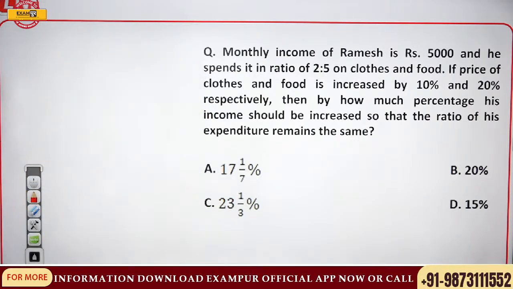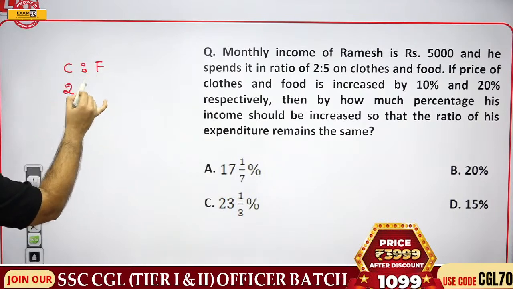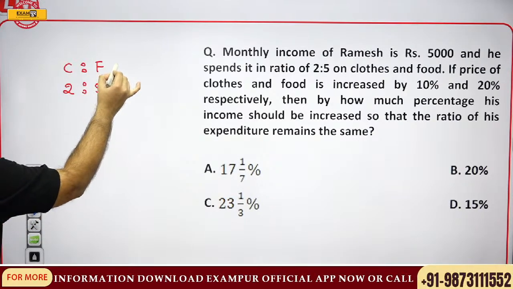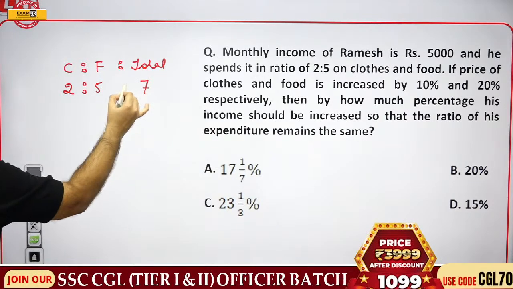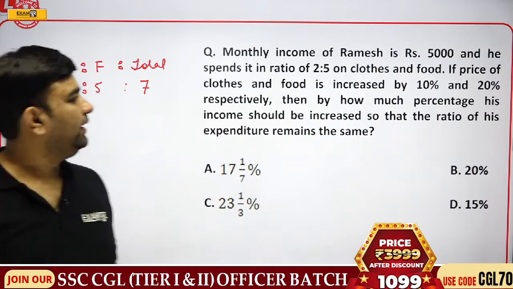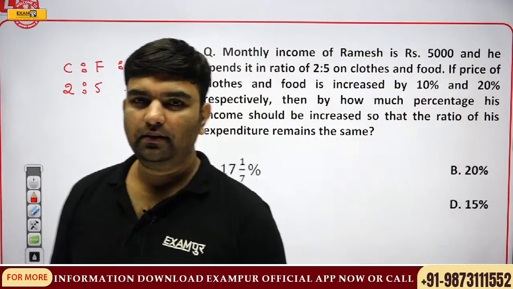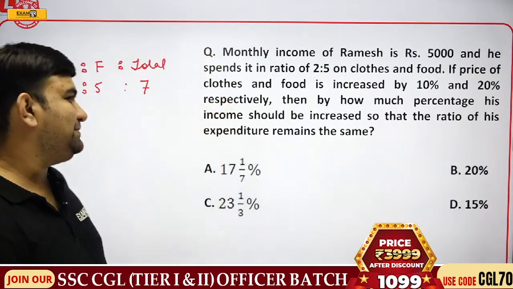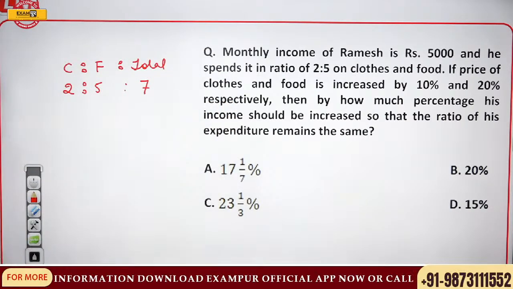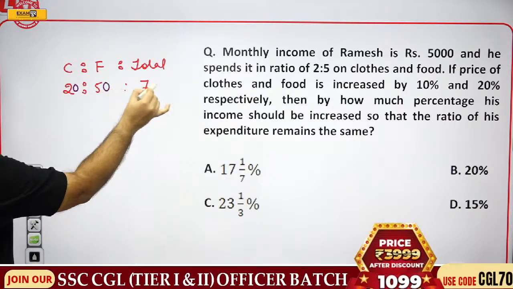So, spending on cloth and food is in the ratio 2:5. So, total spending according to the ratio is 7. Okay? Just to help the calculation, put one more 0.